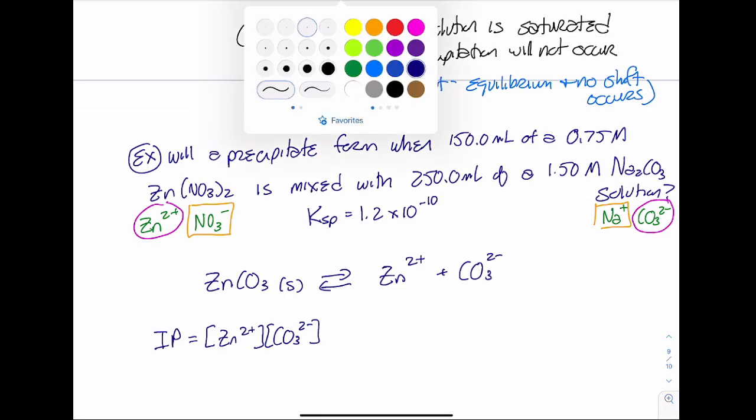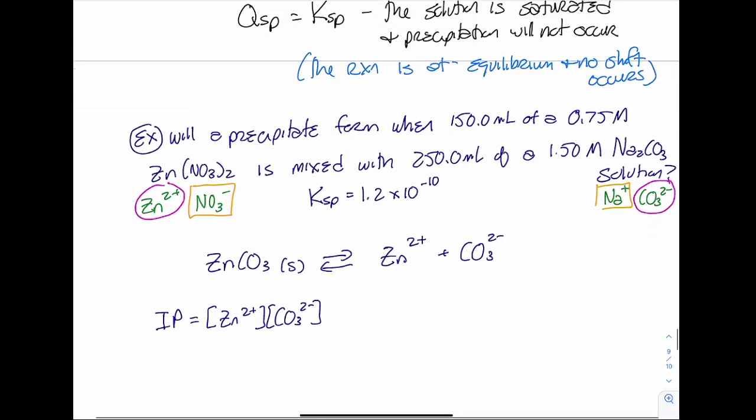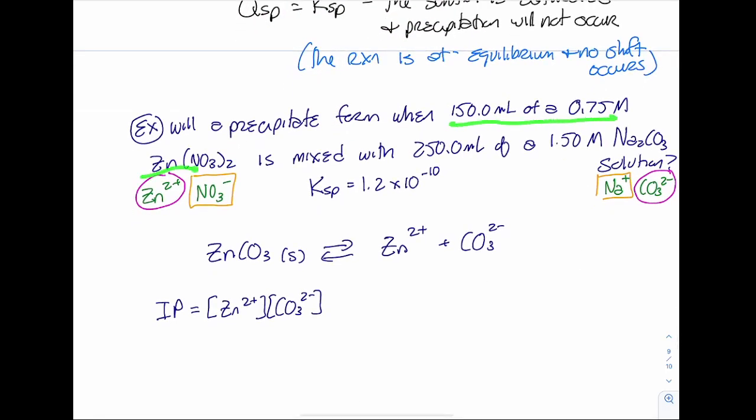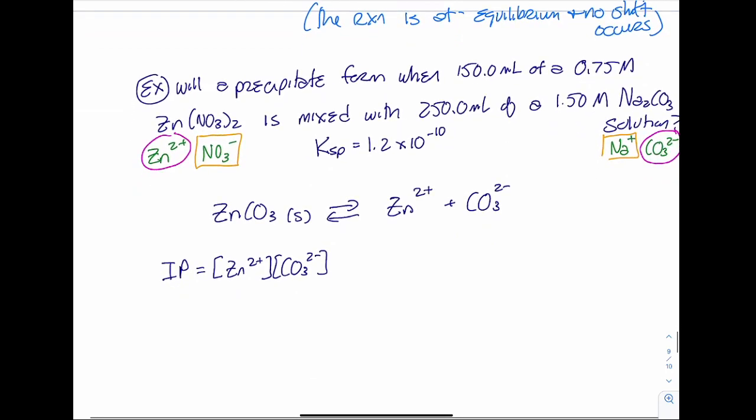So I do need to calculate those concentrations. And I'm just going to take these numbers from the problem and just write them down below here so I have everything kind of in one spot. So for zinc nitrate, I had 150 milliliters and it was 0.75 molar.